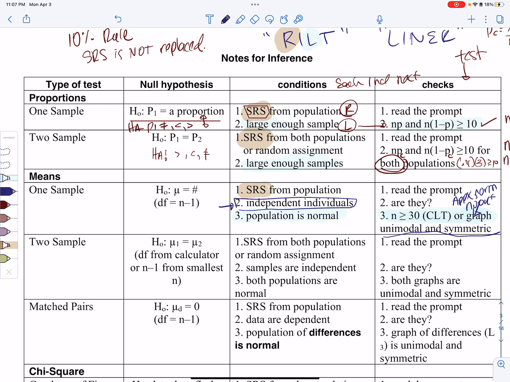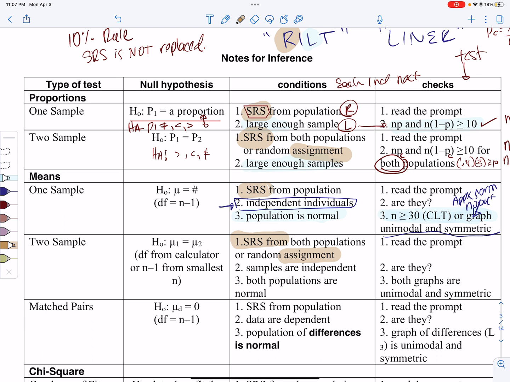For 2 sample, again, here you have your SRS. That's the R of both populations. Notice it says or random assignment. You have to indicate if it's a random assignment or a random sample. When it's 2 sample, I can have a random assignment. I can't have that with 1 sample. It doesn't make any sense.